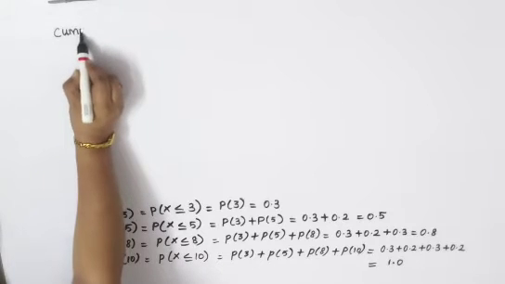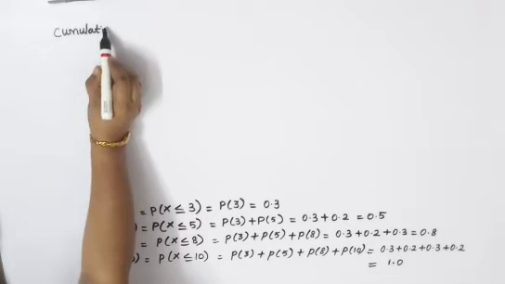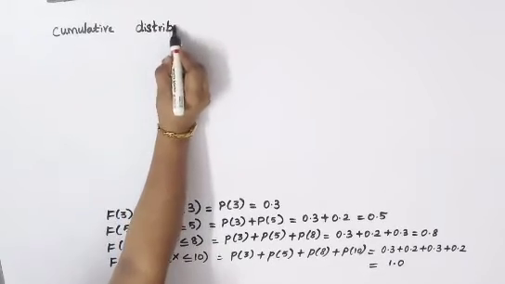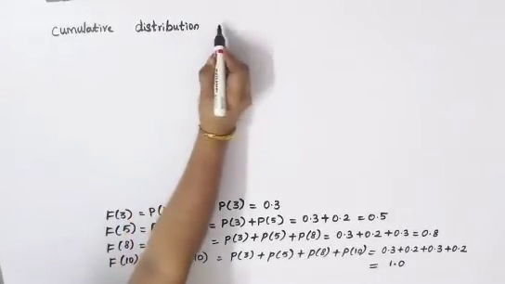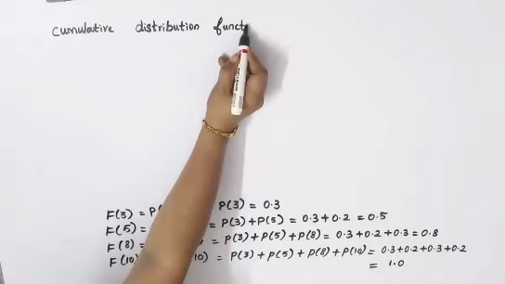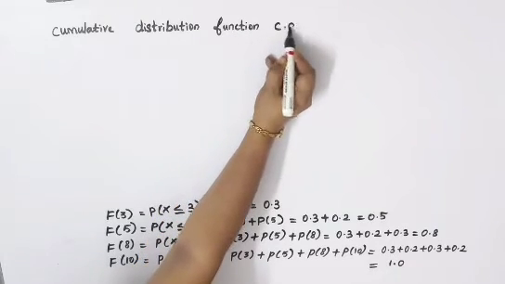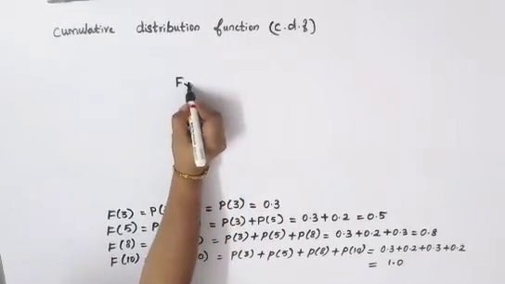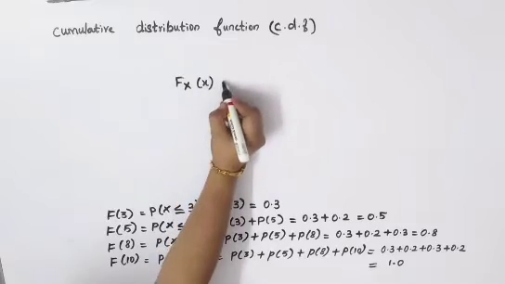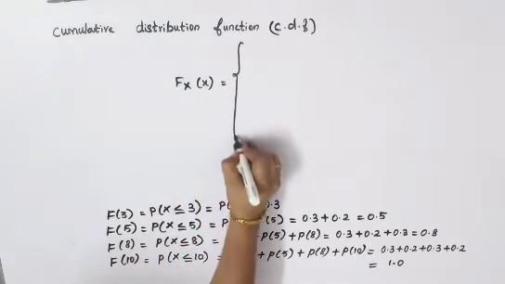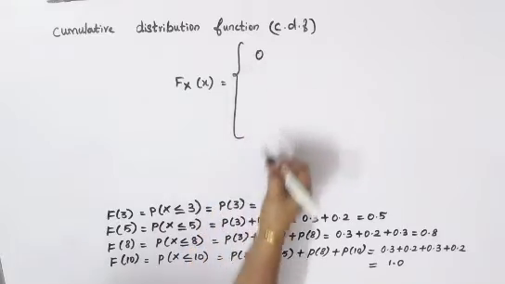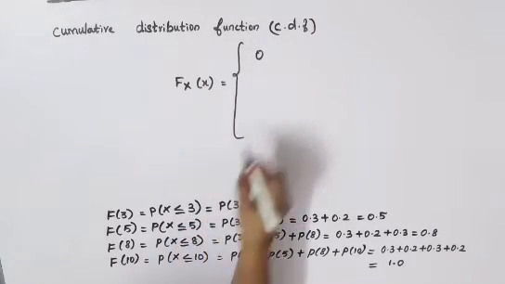Cumulative distribution function, CDF. So the format is capital F x of small x, that is equal to, and you have to write all these values. The first value starts from 3 only. So it is 0 when x is less than 3, because we don't know any value below 3.